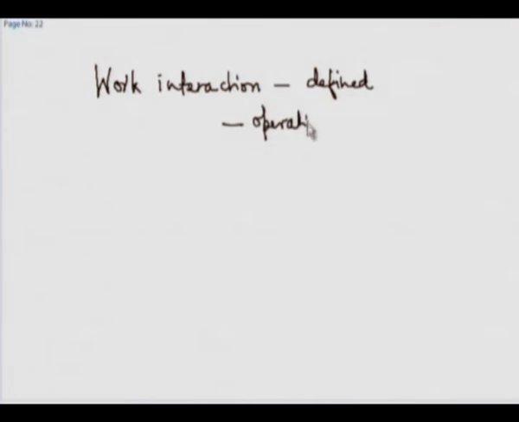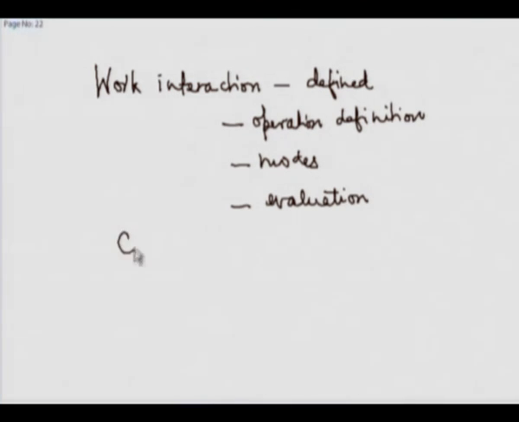Now, that brings us to the end of the basic idea of work interaction. It was defined, then we have the operational definition, then we looked at various modes of work, we looked at evaluation of work, and then finally we looked at the complexity of systems depending on the number of two-way work modes. We will come back to this. This is useful at the end of the first law, and it is particularly useful when we come to the second law.